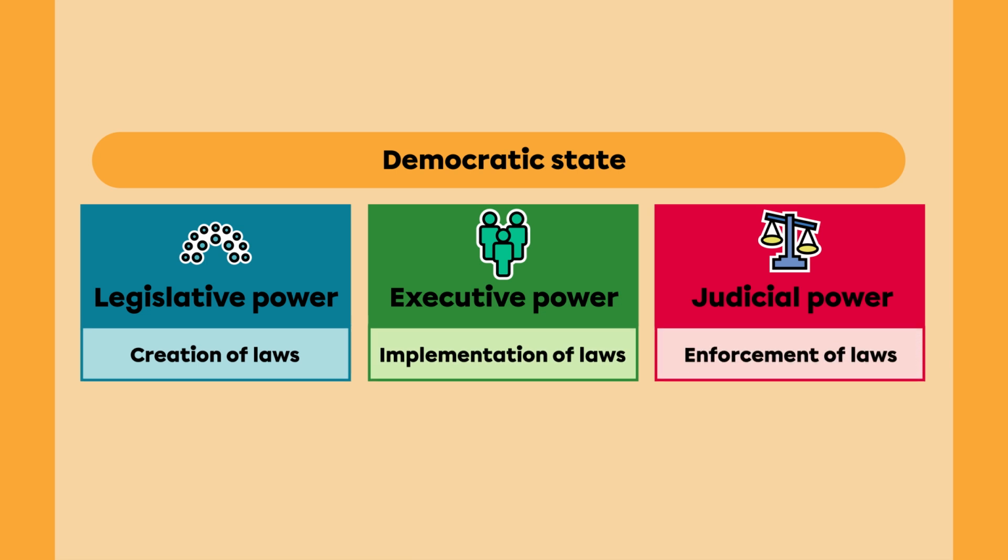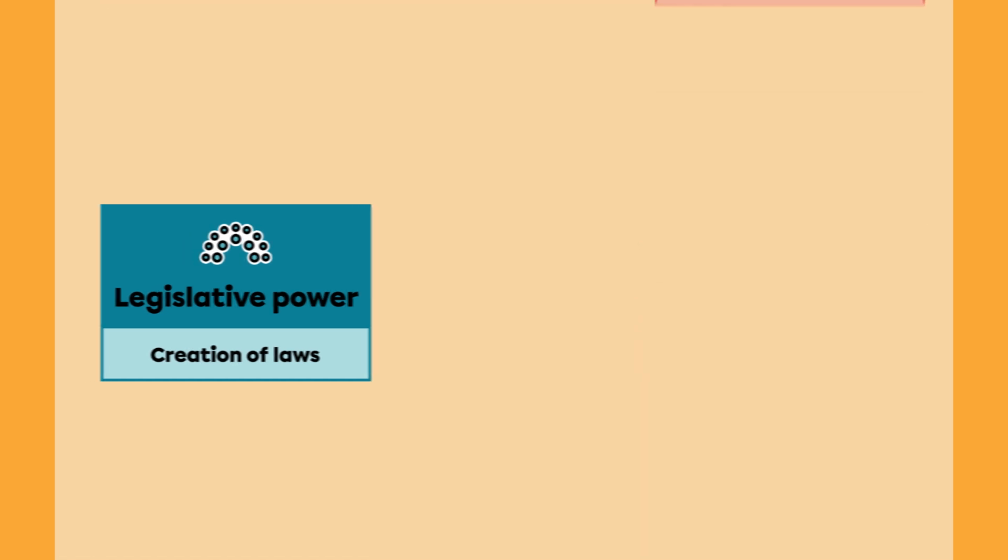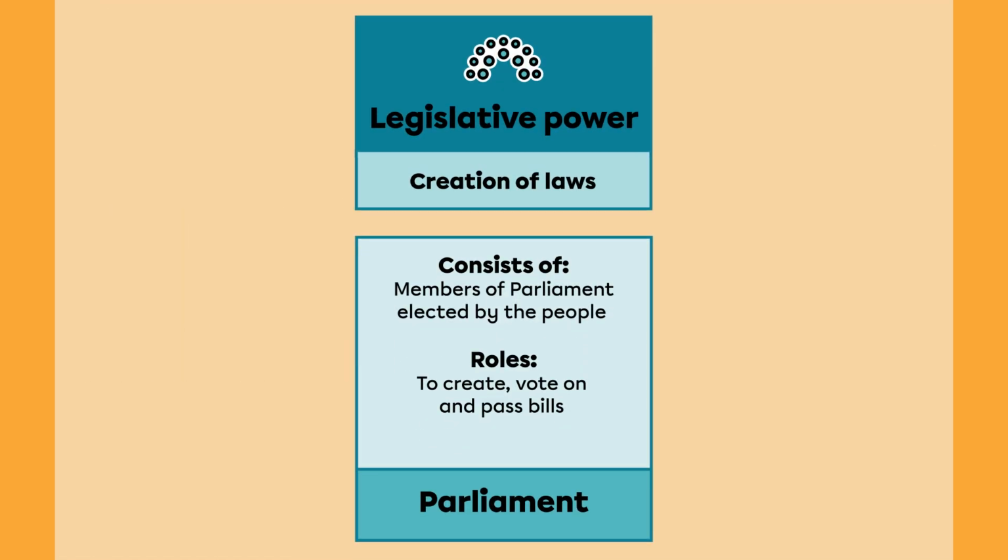In Canada, these powers are divided into different institutions. Parliament is responsible for drafting and voting on legislation. It is, therefore, the legislative branch.